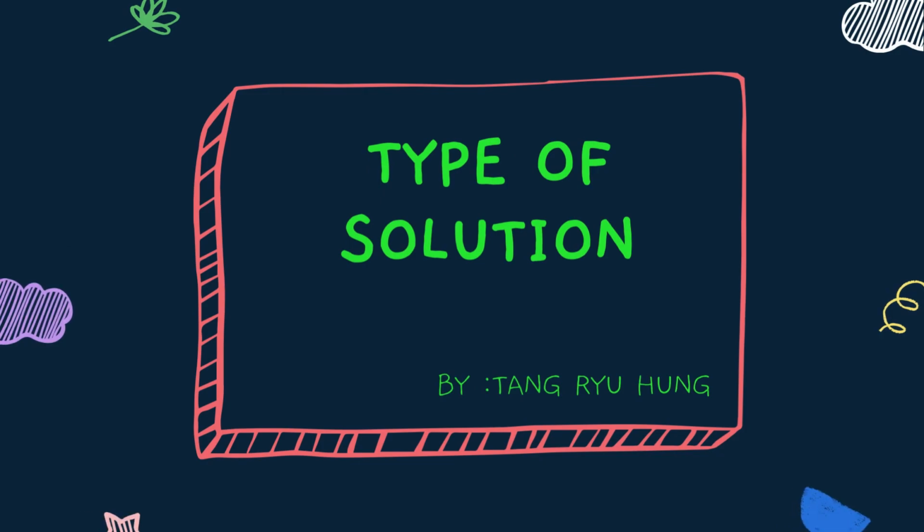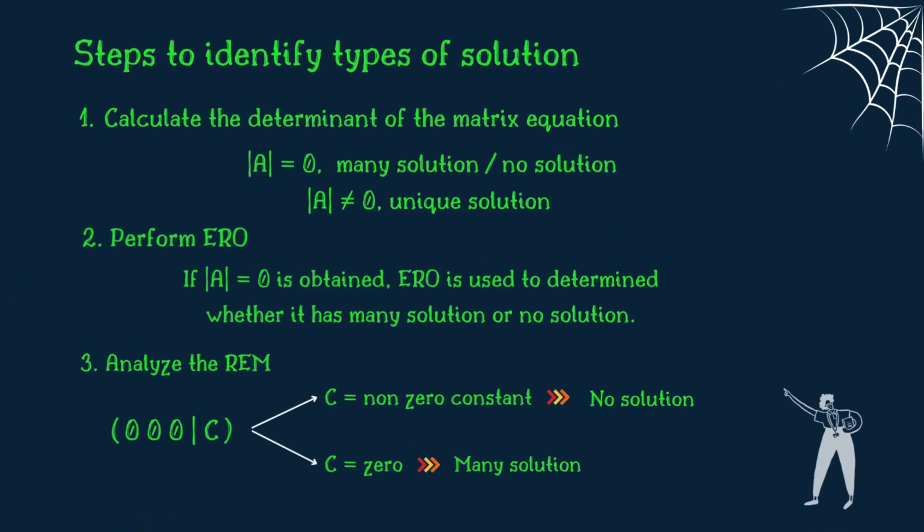Hi, I'm now going to introduce the types of solution that exist in the matrix system. There are steps to identify the types of solution. Firstly, we need to calculate the determinant of the matrix equation. If the determinant is equal to 0, it will have either many solutions or no solutions. If the determinant is not equal to 0, it will only have a unique solution.